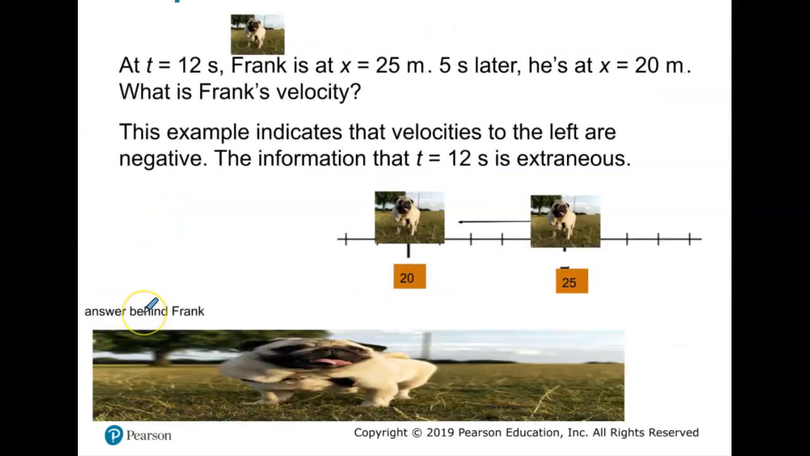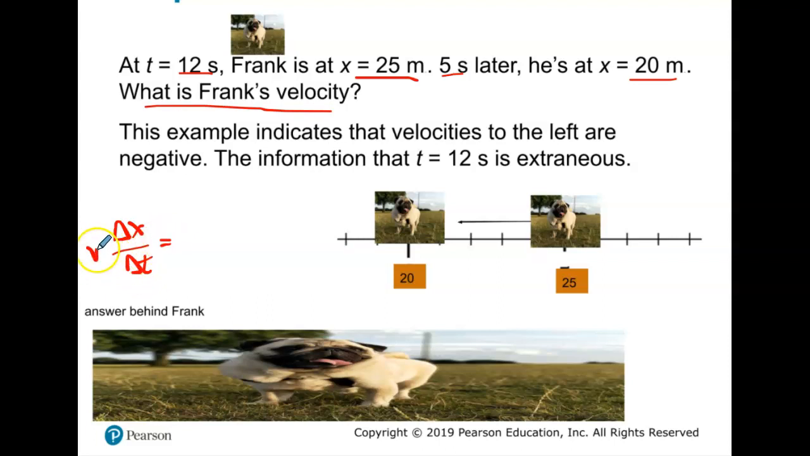All right, so let's try this example with this dog Frank. I just googled Frank on the internet, and this is an image that came up, so I used it. It says at 12 seconds, Frank is at a position of 25 meters. 5 seconds later, he is at 20 meters, and we want to know Frank's velocity. They give you some extraneous information. Sometimes in a problem they'll just give you facts that you don't really need. To find the velocity, we need the displacement, so change in position over the change in time.